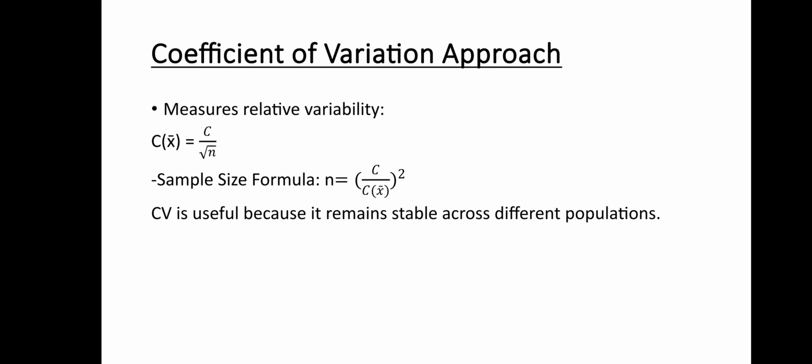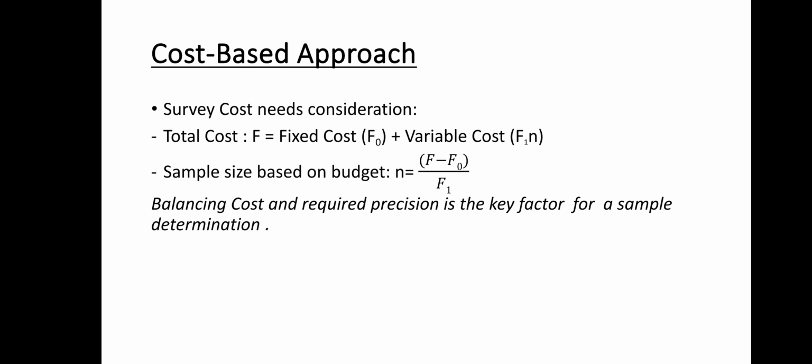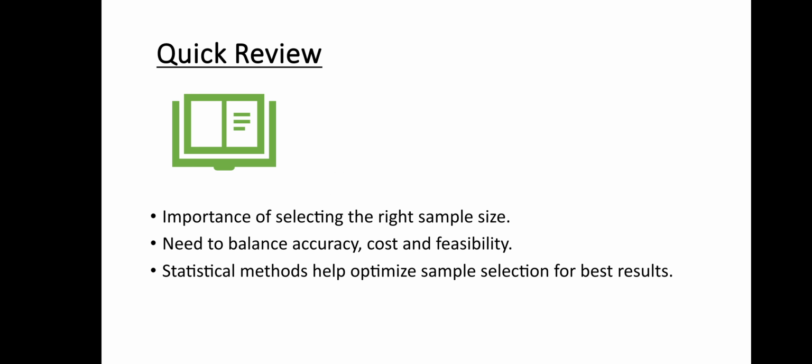Coefficient of variation approach. This is particularly useful when comparing variability across different groups or studies. Here, the sample size becomes C by C of x bar whole square. Finally, the cost-based approach, where F is our total budget, F0 is our fixed cost, and F1 is cost per sample. So the n becomes F minus F0 by F1. The key is to choose the approach that best matches our study's priorities, whether that's precision, comparability, or budget constraints.